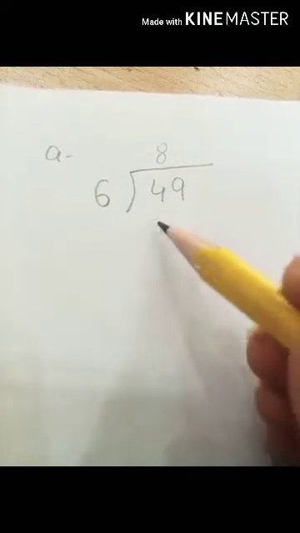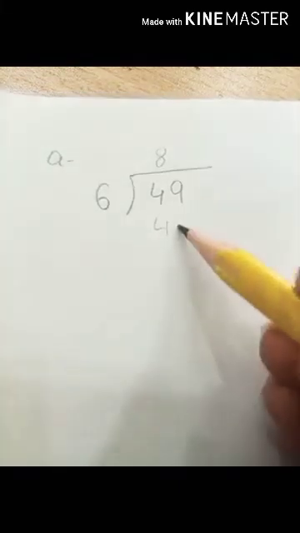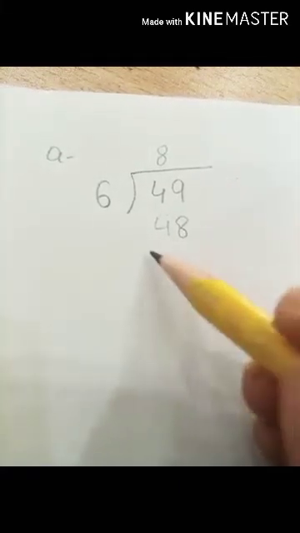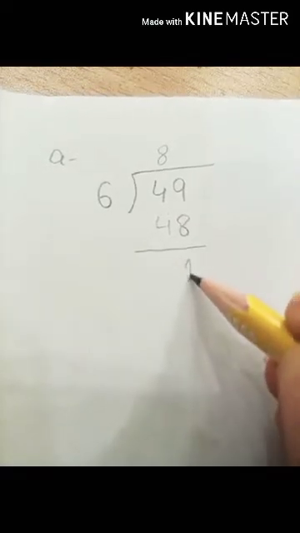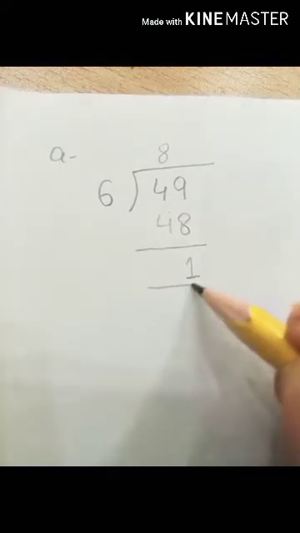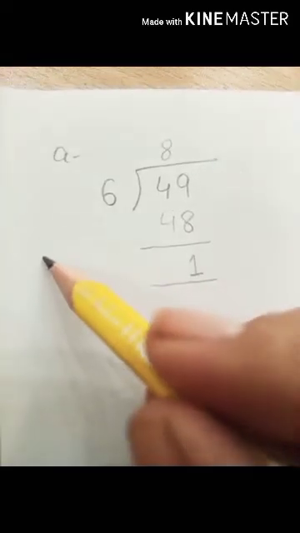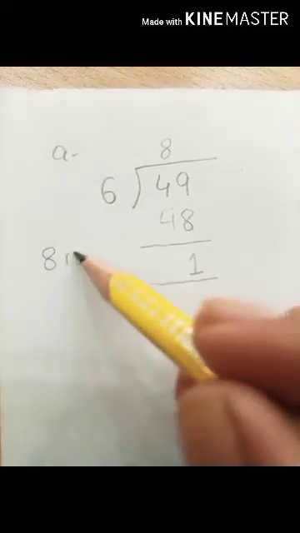So students, here I am writing my quotient above this, and 6 8s are 48, my product, here just beneath the 49. So students, here I remain with the number 1. That is my remainder. So students, you will write your answer as 8 remainder 1. Okay.